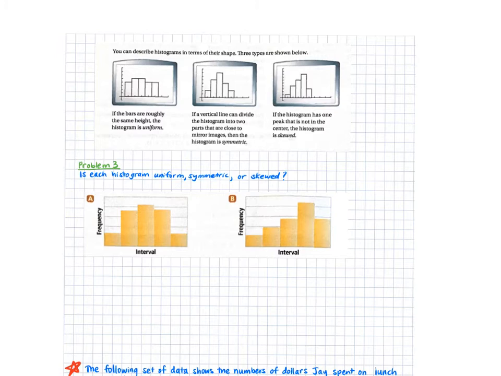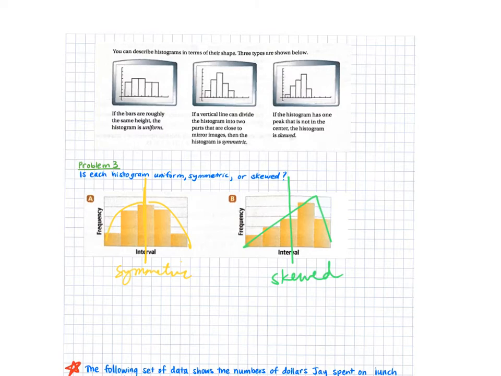So let's look at this first problem here. It is asking, is the histogram uniform, symmetric, or skewed? You can see here this is going up and then back down, so this looks like it's symmetric. You could draw a line right here and it would kind of fold over. So this one would be symmetric, with this line right there. This is symmetric on either side. And this one has a peak that's not in the center. Here's the center, but the peak is over here. So this is skewed.